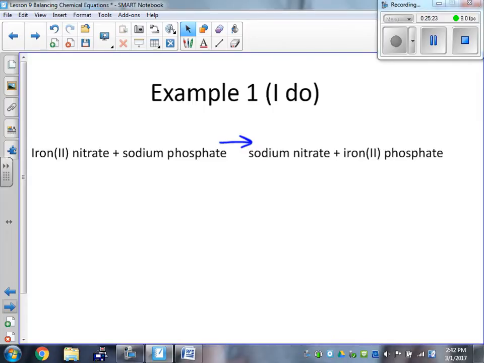Or molecular, whatever the case might be. Because if I give you this and you don't know what iron 2 nitrate looks like, we're probably not going to balance it properly. We're not going to be able to write out a chemical equation for this. We're not going to be able to do a lot of things. So I can't stress that enough.